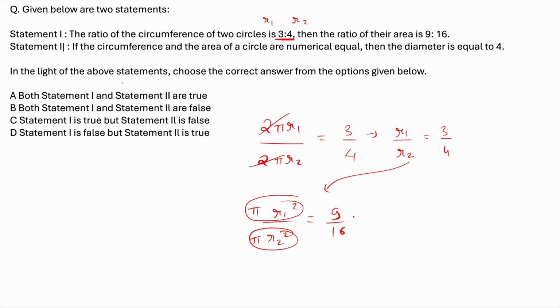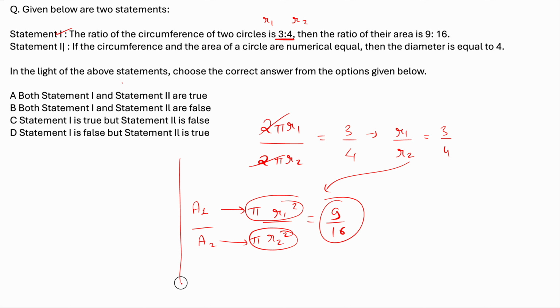But guys, for a circle having radius r1, pi r1 square will be its area. Same way, for a circle having radius r2, pi r2 square will be its area. So the areas of the two circles are in the ratio 9:16. That makes the first statement absolutely true.